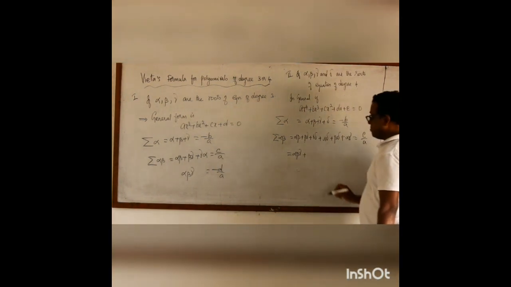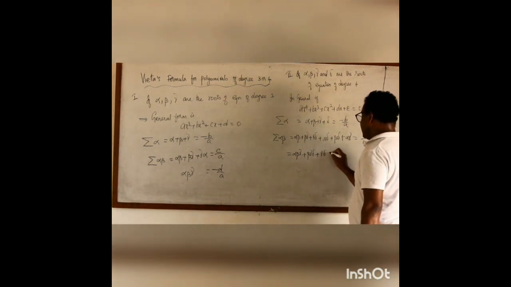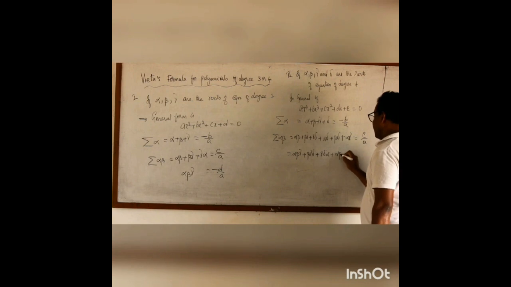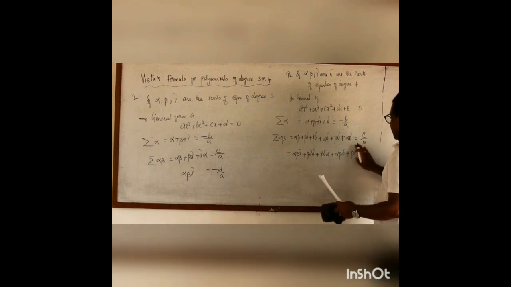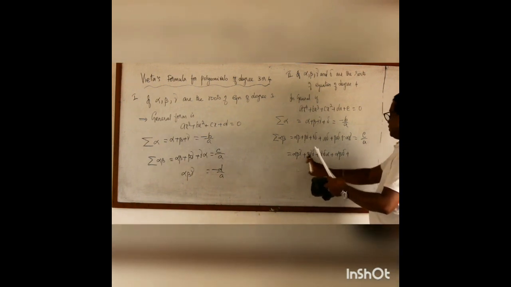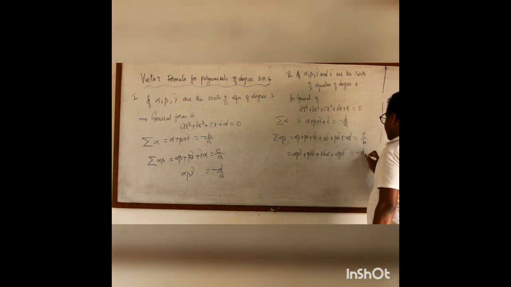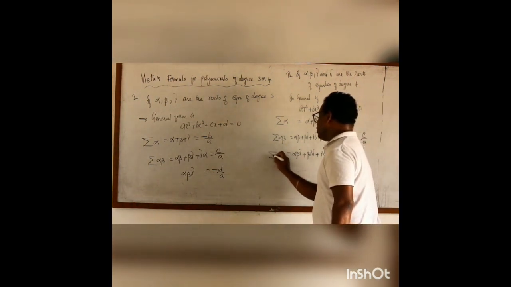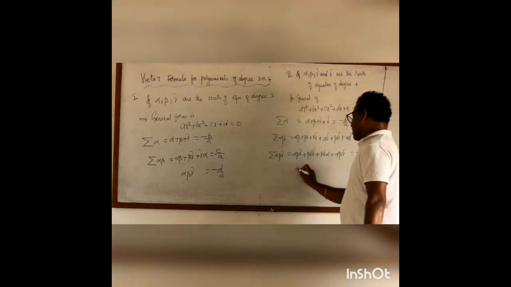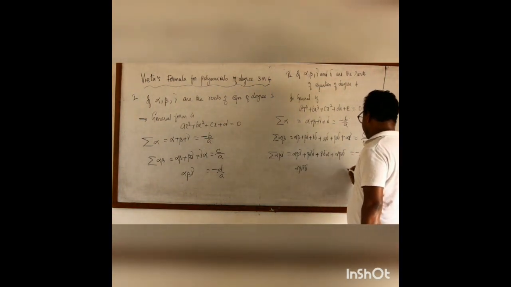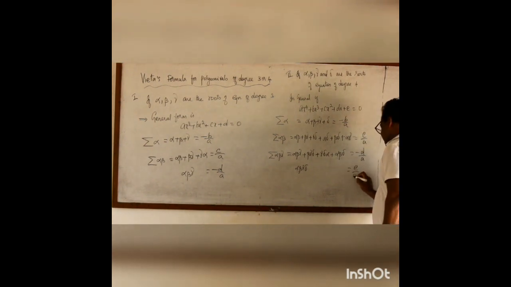It is alpha beta gamma, beta gamma delta, gamma delta alpha, alpha beta delta. 1, 2, 3, 4 only. Investigate all the combinations. It is minus d by a. This is the sum of 3 roots at a time. Then the final is the product of all 4 roots, alpha beta gamma delta. That is your minus b by a, plus c by a, minus d by a, plus e by a.